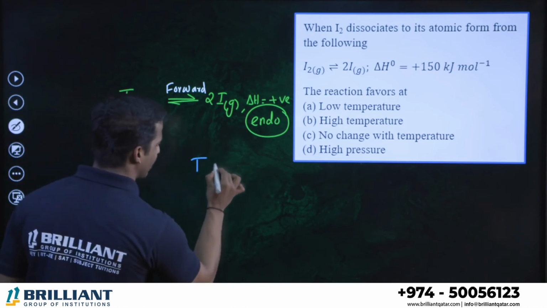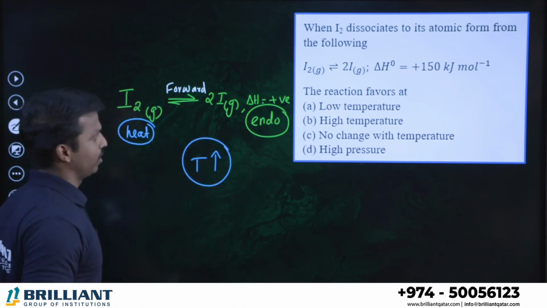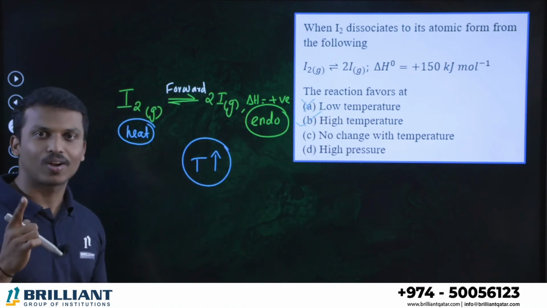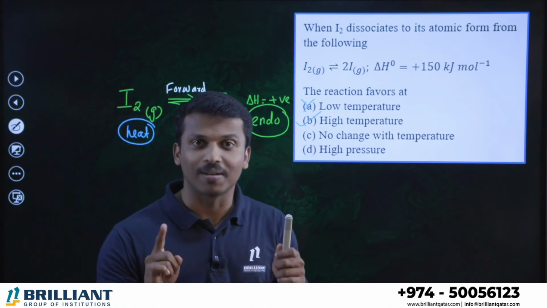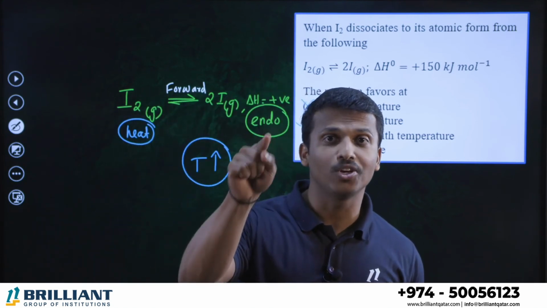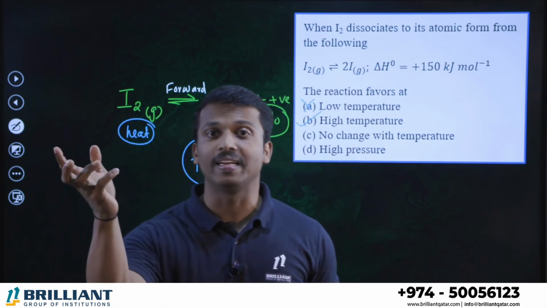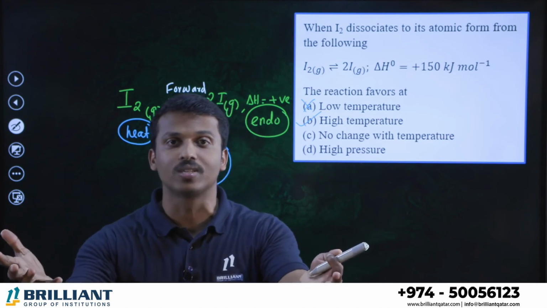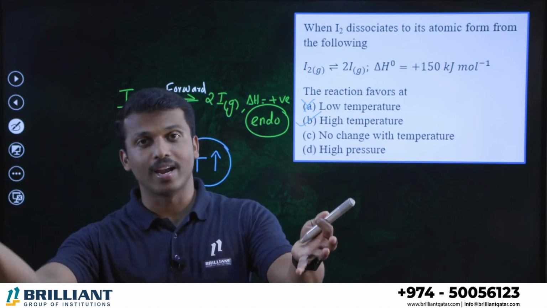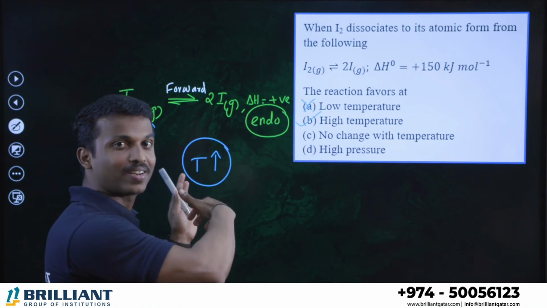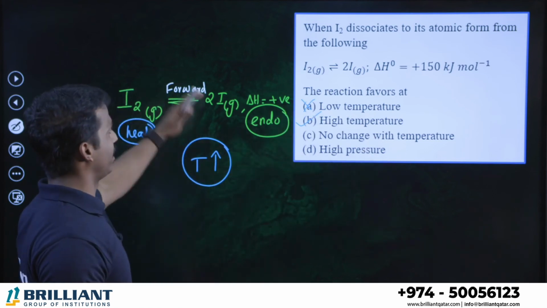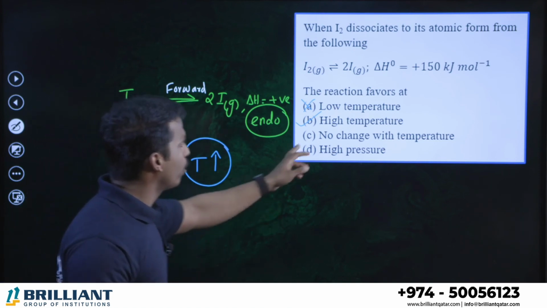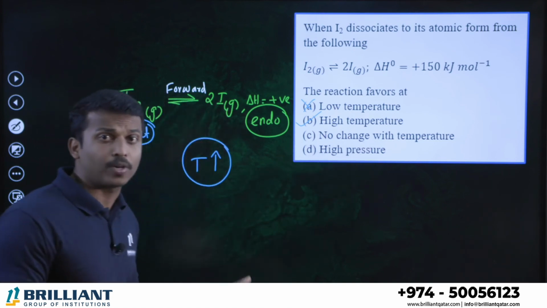So we can increase the temperature. Lowering the temperature, no dear student, high temperature. Clear the concept? It is already an endothermic reaction, and we studied that in an endothermic reaction heat is already greater on the reactant side. Again, when you increase the temperature of the whole system, the reaction shifts from left to right, from reactant to product side, which means the forward reaction. So more iodine can decompose to iodine atoms. Clear? What about no change with the temperature? High pressure, is it a factor?